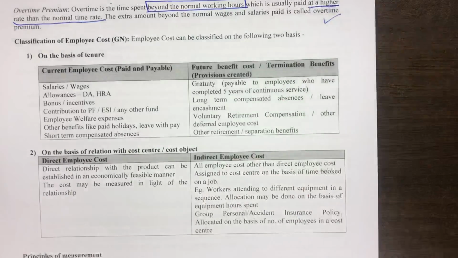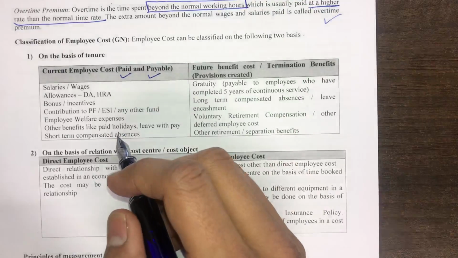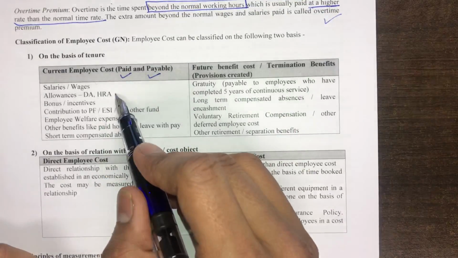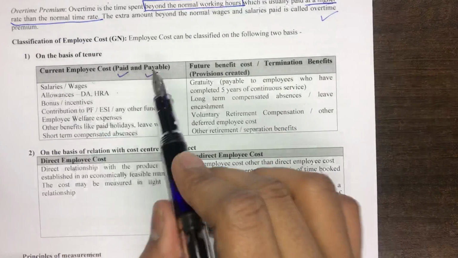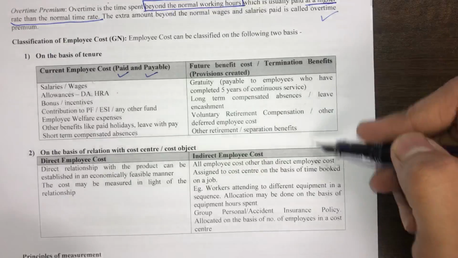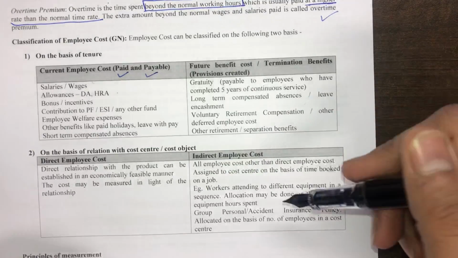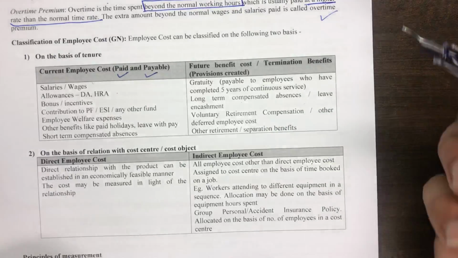The current employee cost would include any cost which is paid or payable with respect to the employees, which is salaries and wages, allowances, dearness allowance, HRA, any kind of allowances given to the employees, bonus, ex gratia, incentives, PF, ESI, and the like benefits. Future benefit cost will include things like provision created for gratuity, leave encashment, voluntary retirement compensation, any other retirement or separation benefits.